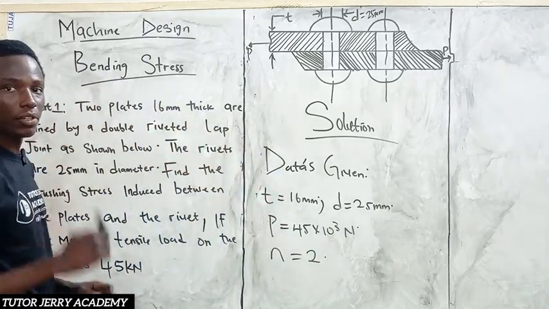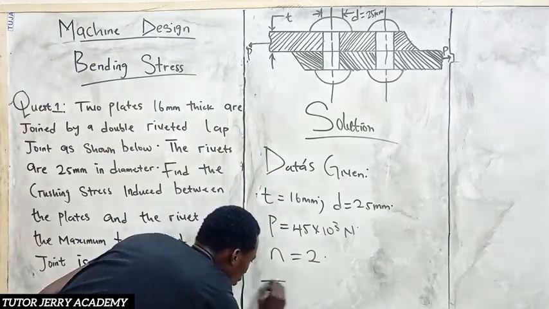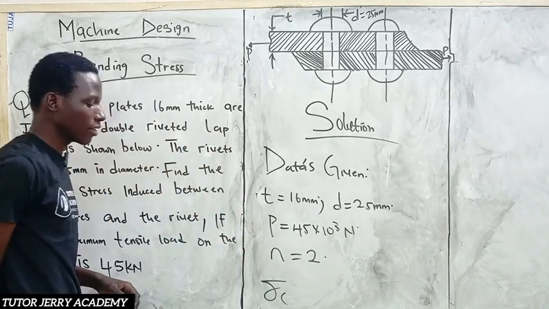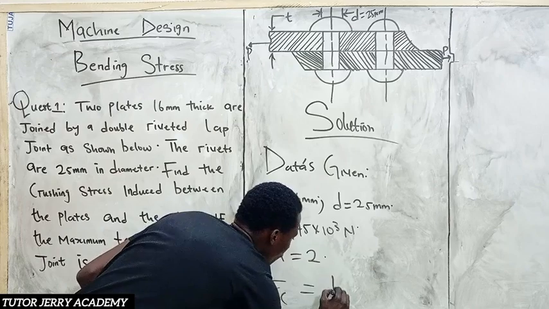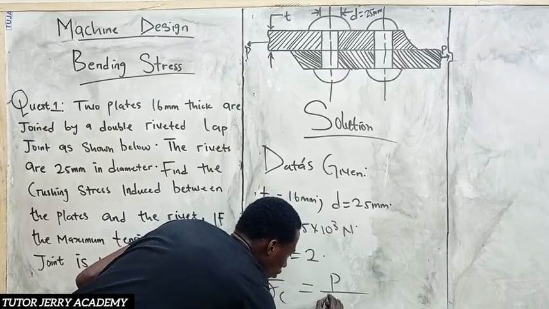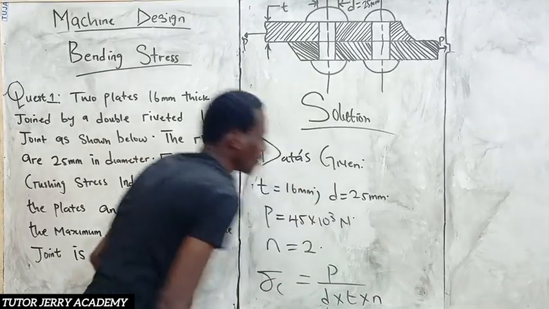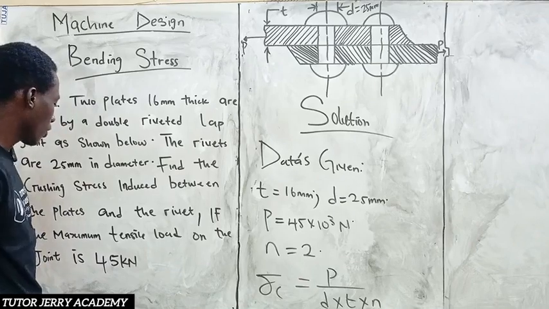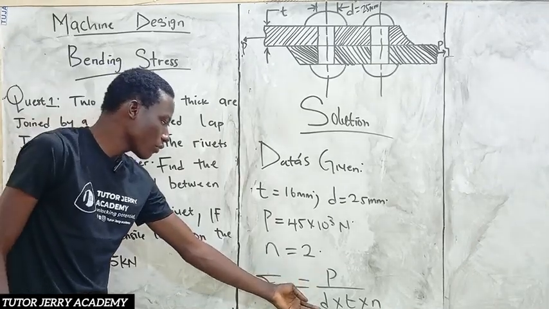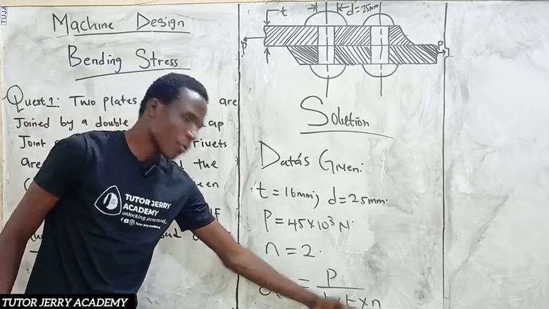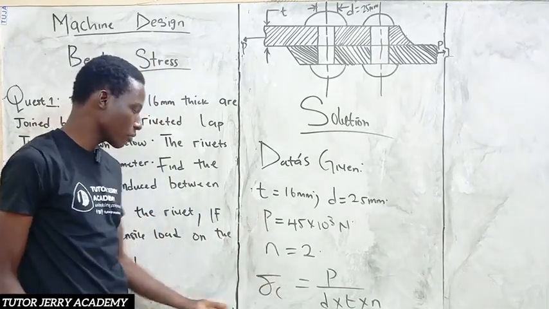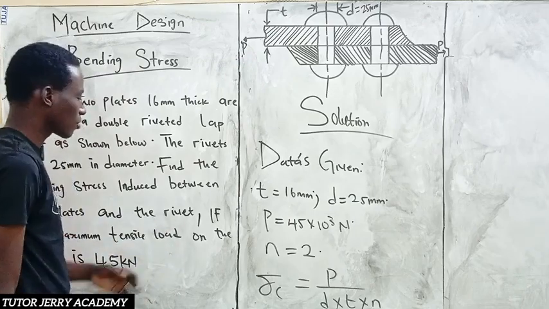So the formula, like I said, is nothing but what? Sigma C to be equal to P, which is the load, all over what? All over the diameter multiplied by the thickness multiplied by what? N. So this is what we have. So we know our value for P, we know our value for D, we know our value for T, and we also know our value for N. So we can substitute and get our crushing stress.